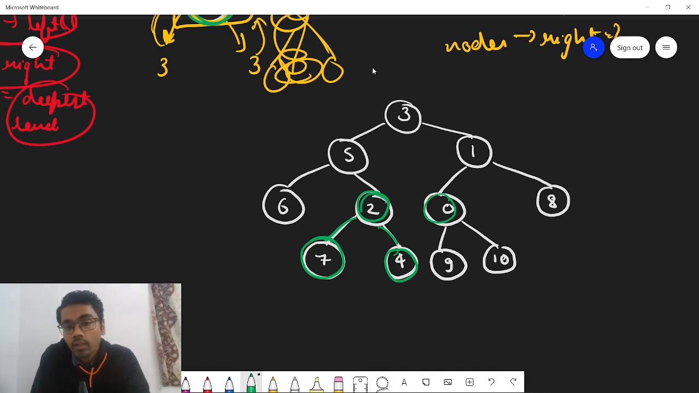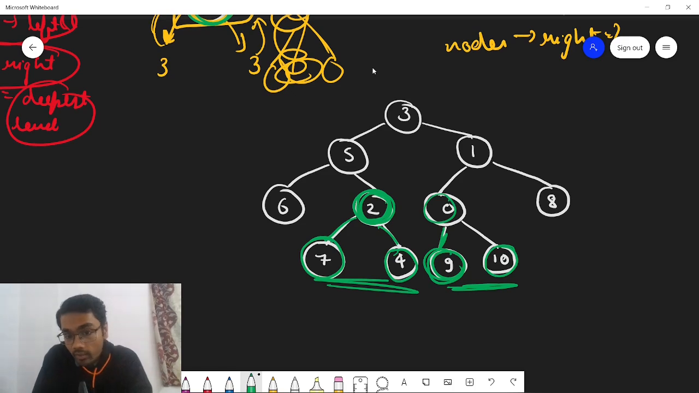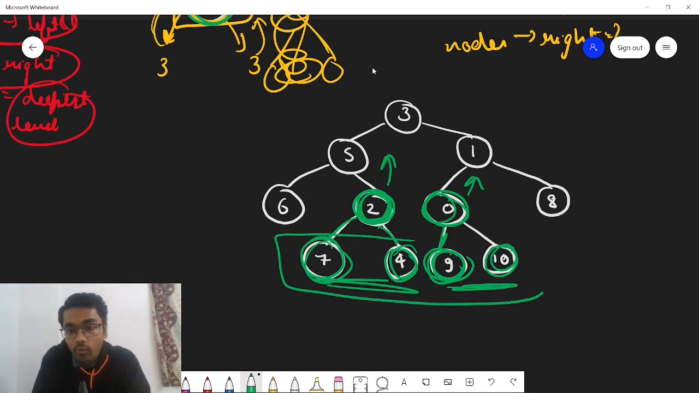So in the first example we were returning 2, but in this case we won't be returning 2 because there is one more node which contains the deepest nodes. So at the same level as 7 and 4 we have 9 and 10, and this 2 doesn't contain the deepest nodes 9 and 10, and in the same way this 0 doesn't contain the deepest nodes 7 and 4. So we want to go further up, which contains all these 7, 4, 9 and 10.